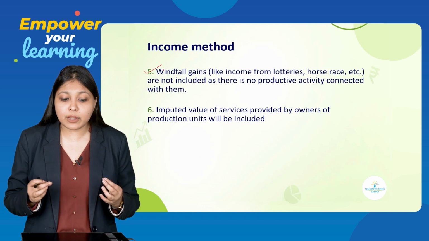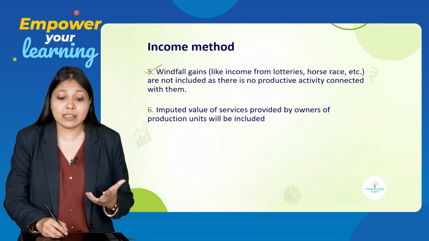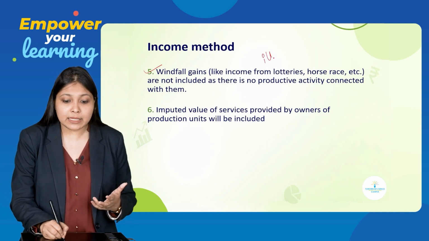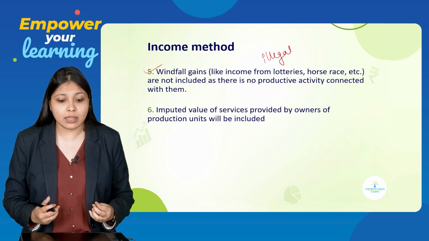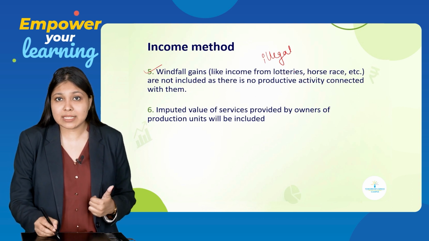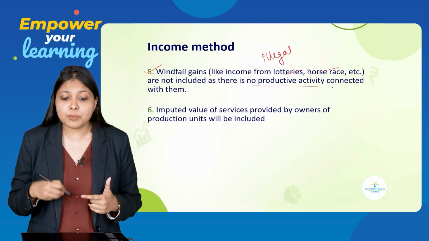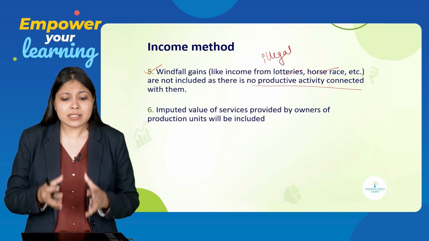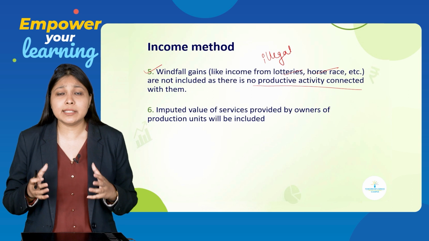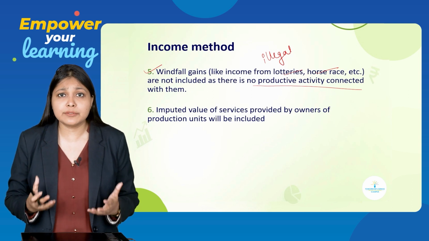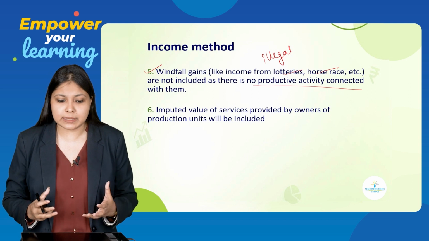Then come your windfall gains. What are windfall gains? Windfall gains are nothing but your illegal money, the money which you are earning in an illegal format, like income earned from lotteries, horse race, etc. These are not included, as there is no productive activity connected with them. This is just a kind of entertainment. It is not generating any kind of productive thing in the economy, and that's why we will not be including it in national income.